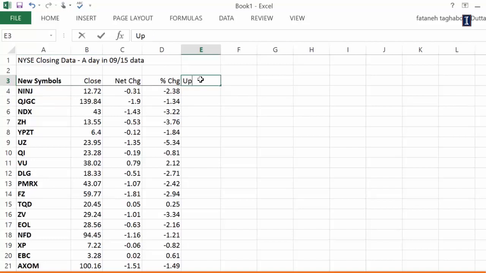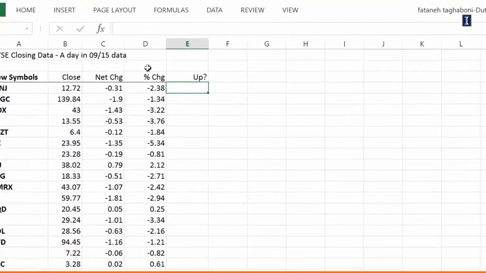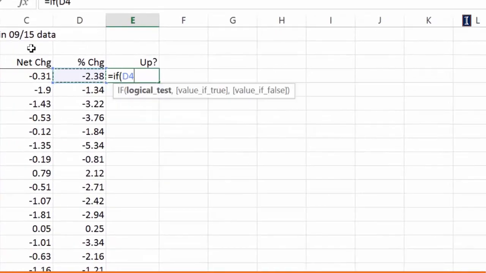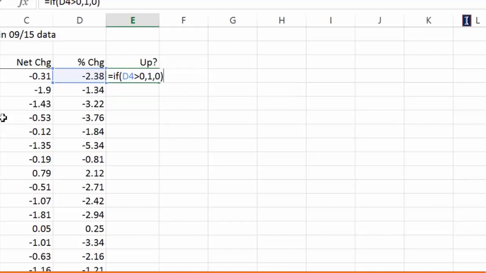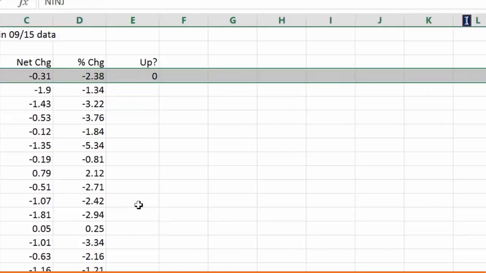So I'm going to answer a question like, has it gone up? And to do this, I'm going to use a logical function from Excel. So I'm going to say if this value that I see here is a positive value, so it's greater than 0, then return a value of 1. Otherwise, return a value of 0. So if I've done it correctly, the first stock that I have classifies as a 0 because it did not go up. So 0 means false. No, it didn't go up.